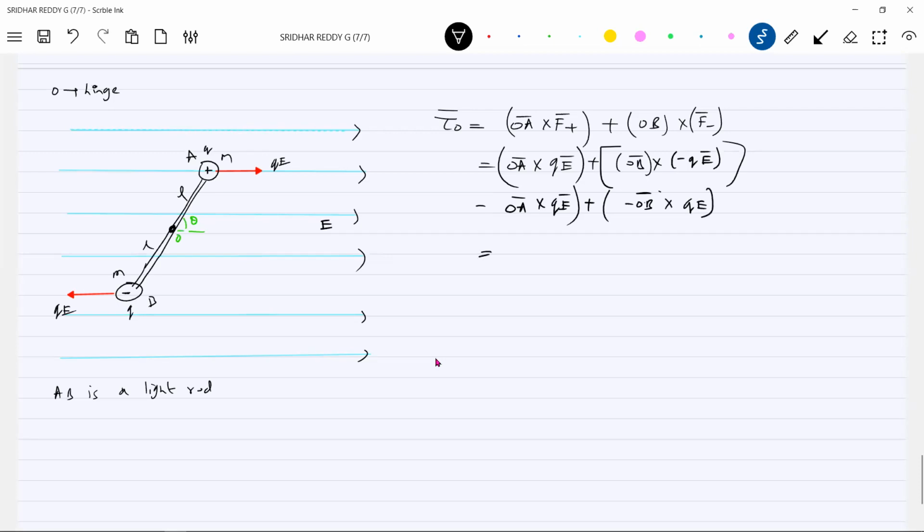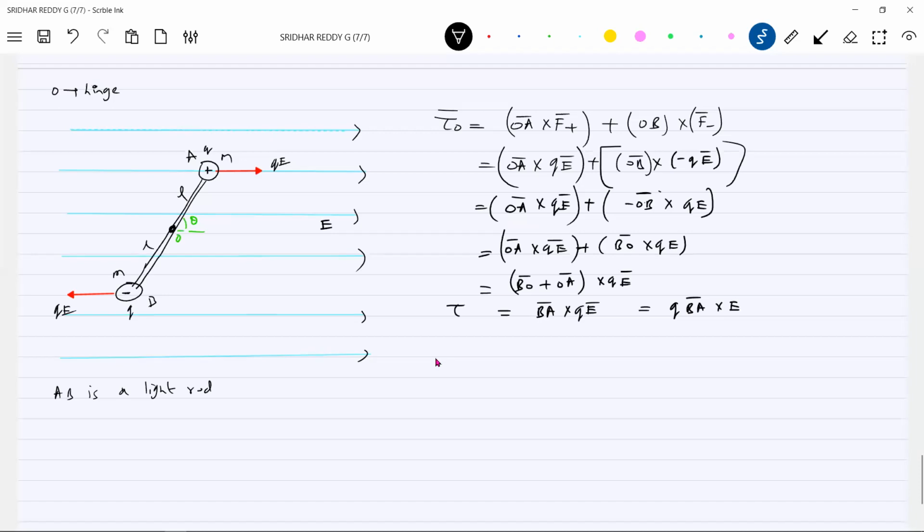Then this will become OA bar cross QE bar, minus OB bar. Shall I write minus OB bar as BO bar? BO bar plus OA bar cross QE bar. Now what is BO bar plus OA bar? It should be equal to BA bar. Q into BA bar cross E bar. This is the resultant torque.